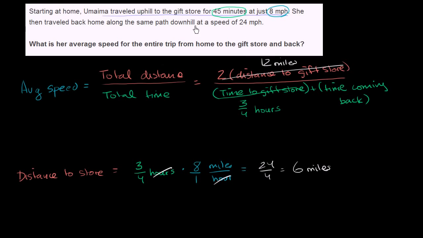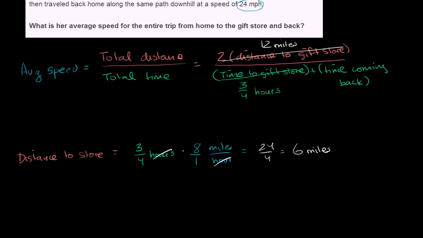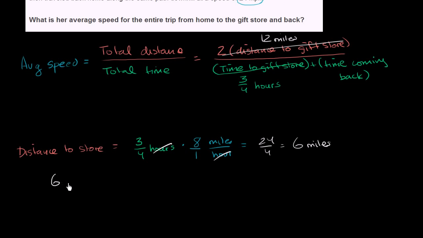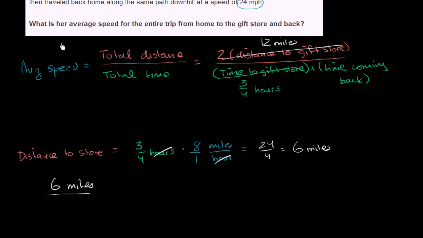And what's the time coming back from the gift store? Well, we know her speed coming back. We already know the distance from the gift store. It's the same as the distance to the gift store. So we can take 6 miles, the distance to the gift store, divided by her speed coming back, which is 24 miles per hour. 6 over 24 is the same thing as 1/4. And miles divided by miles per hour is the same thing as miles times hours per mile. The miles cancel out, and you'll have 1/4 of an hour. So it takes her 1/4 of an hour to get back.